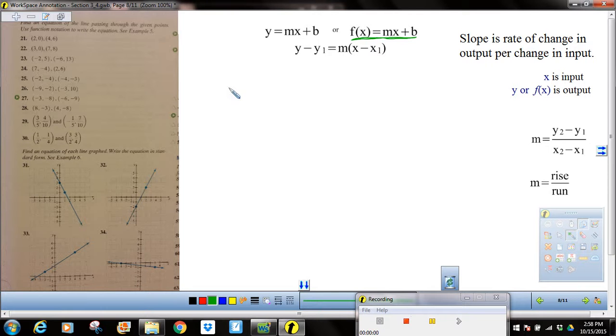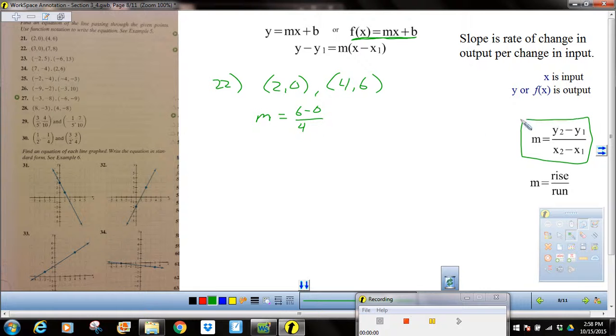So, we're going to begin with number 22. To be able to write the equation, I need the slope and the y-intercept. The slope is calculated from the points. Slope is y2 minus y1 over x2 minus x1. Slope on this problem is going to be 3.